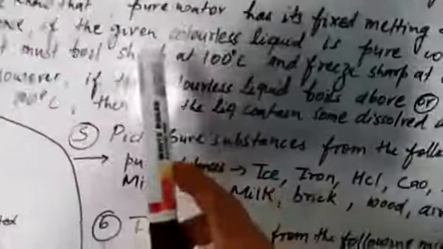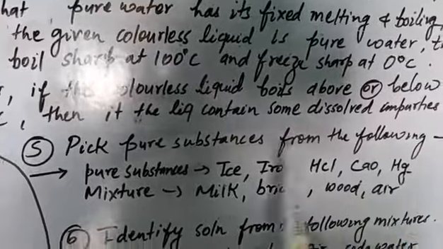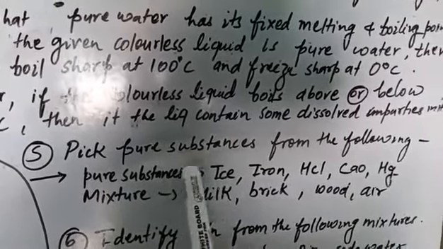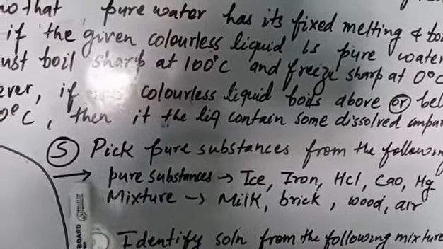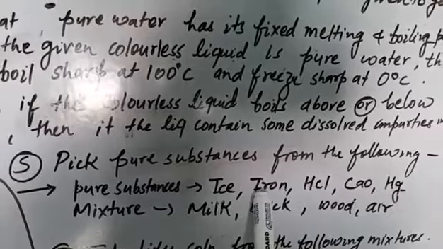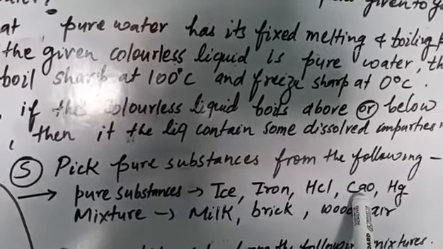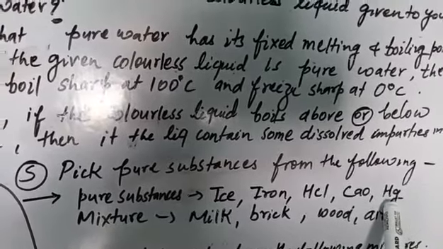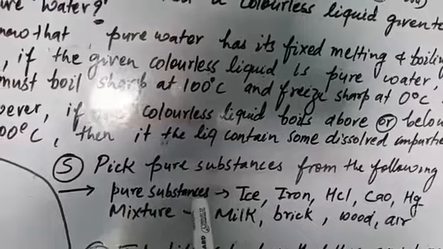Now next is, pick pure substances from the following. In pure substances you have to look for elements and compounds, which all come under pure substances. Ice and water, water is a compound; iron is an element; HCl, hydrochloric acid, is a compound; calcium oxide is a compound; Hg, mercury, is an element. So they all come under pure substances.